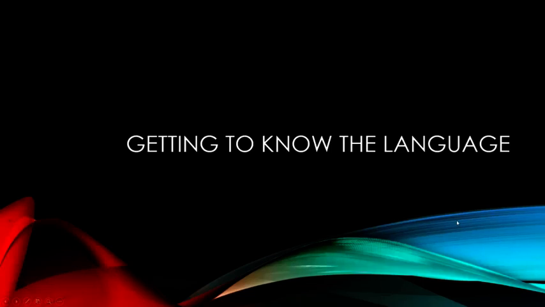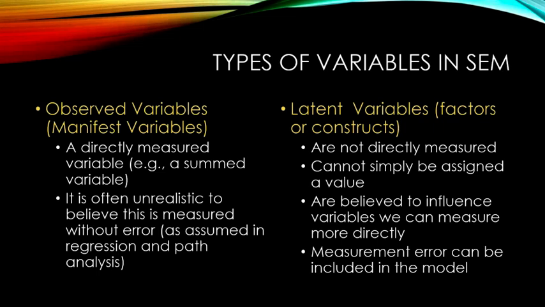So now some of the language in here, because we are going to introduce some new language. Like with anything, we want a common language so that we can talk in a way that everybody understands. So one thing, like I've said before, is observed or manifest variables versus latent variables, or factors or constructs. A manifest variable is a directly observed or directly measured variable, where latent constructs are not directly measured.